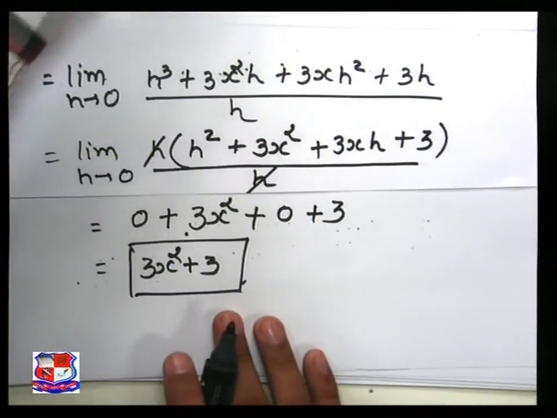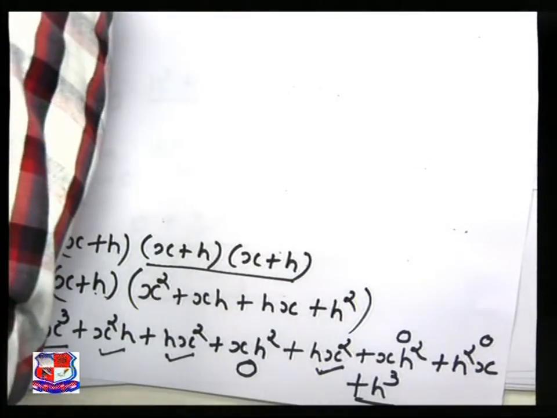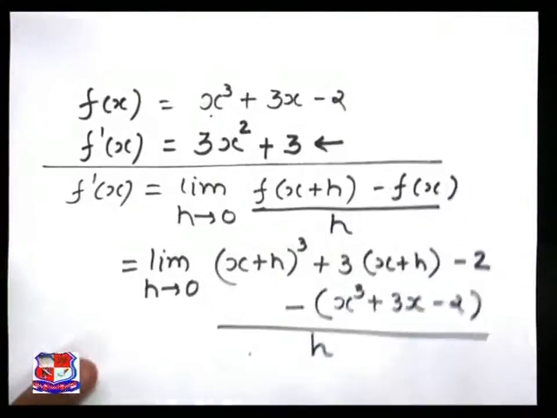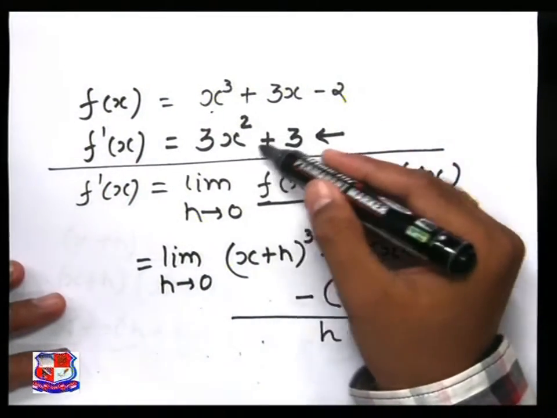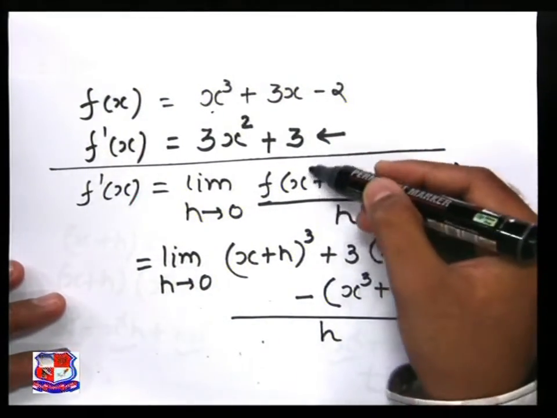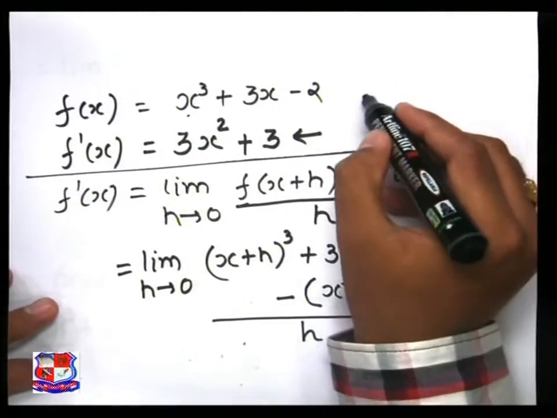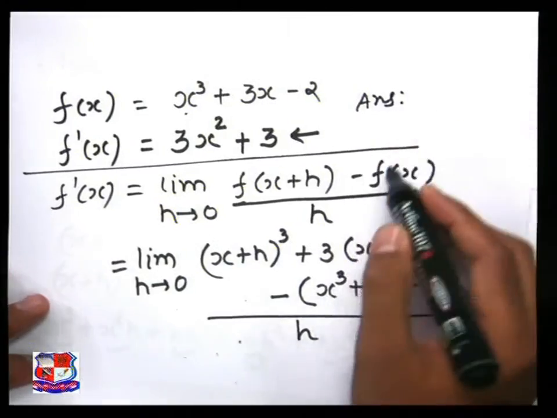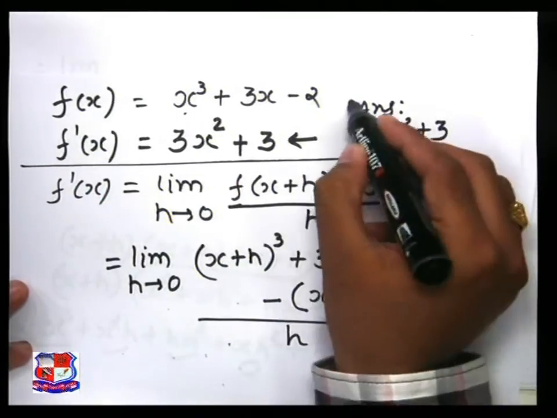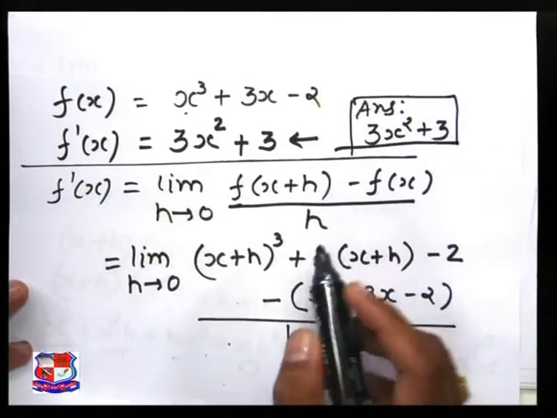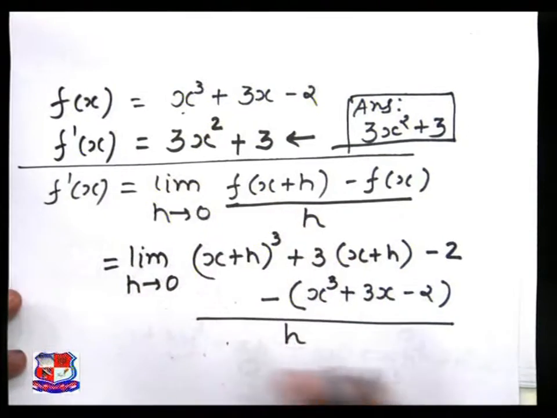Now just verify with our direct answer, that we already wrote in a single step, 3x square plus 3. So this step is required whenever the first method is asked. So finally our answer is 3x square plus 3. So this is just a verification process. Now we move to our next question.